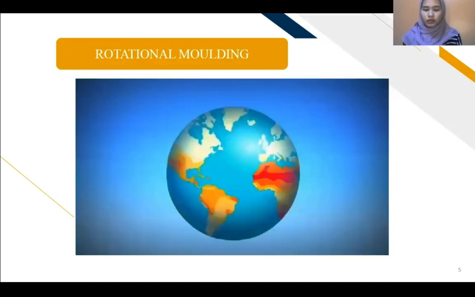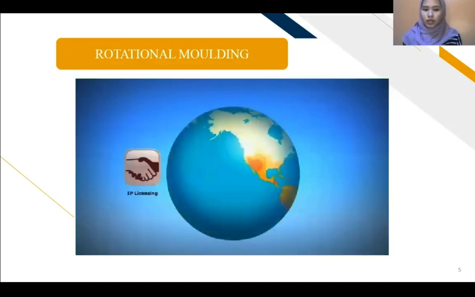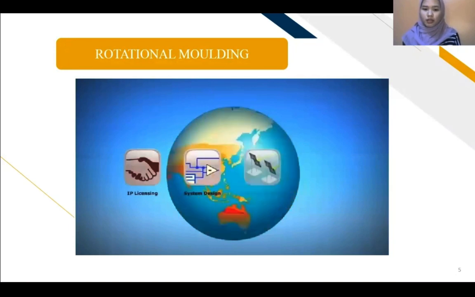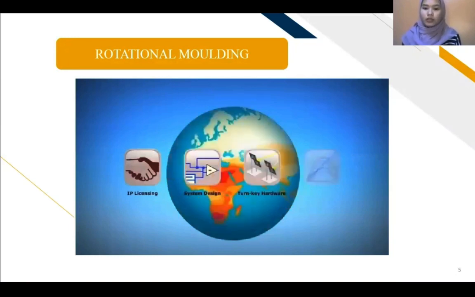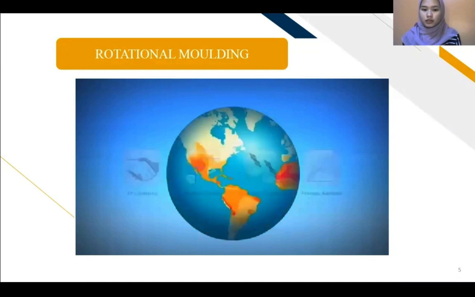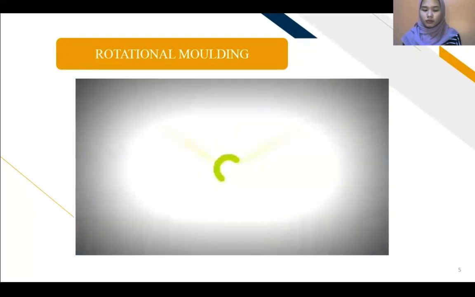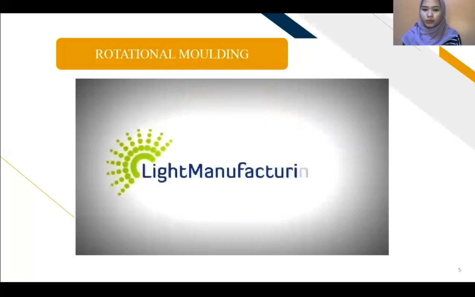Light Manufacturing provides IP licensing, system design, turnkey SRM hardware, and process analysis for clients around the globe. Whether you're a rotational molding equipment manufacturer, plastic molder, or an NGO, Light Manufacturing is ready to work with you.